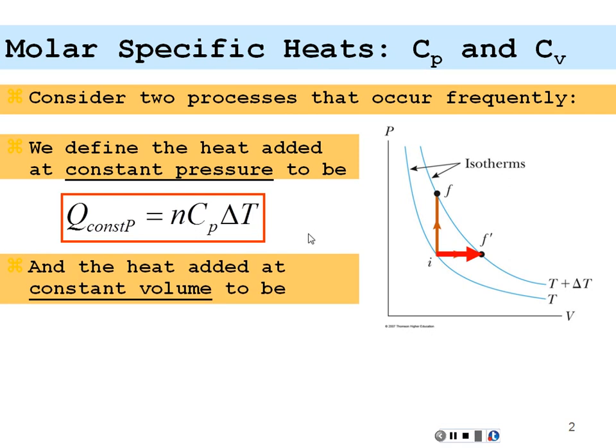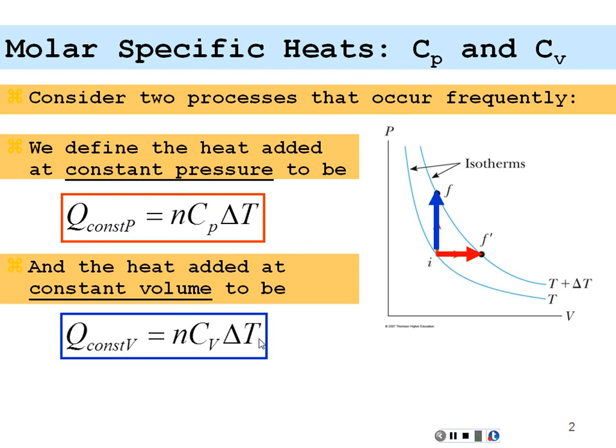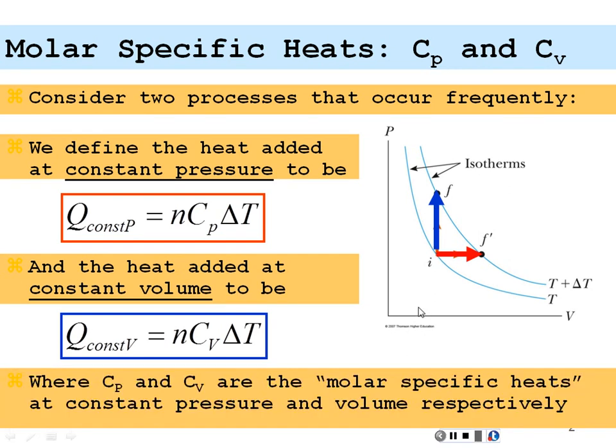process. And the heat added at constant volume will be defined to be the number of moles times the molar specific heat at constant volume times the change in temperature between states. So the red line is constant pressure as we're going from one state to the next, and the blue line is at constant volume as we go from the same state to the next state. These molar specific heats, C sub P and C sub V, are the molar specific heats at constant pressure and constant volume respectively, and they are definite values that we can calculate.